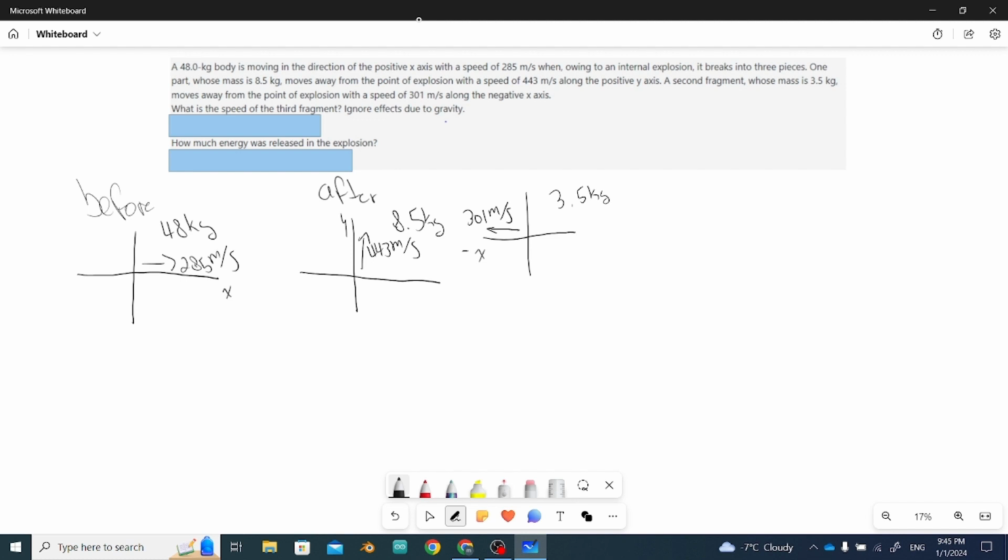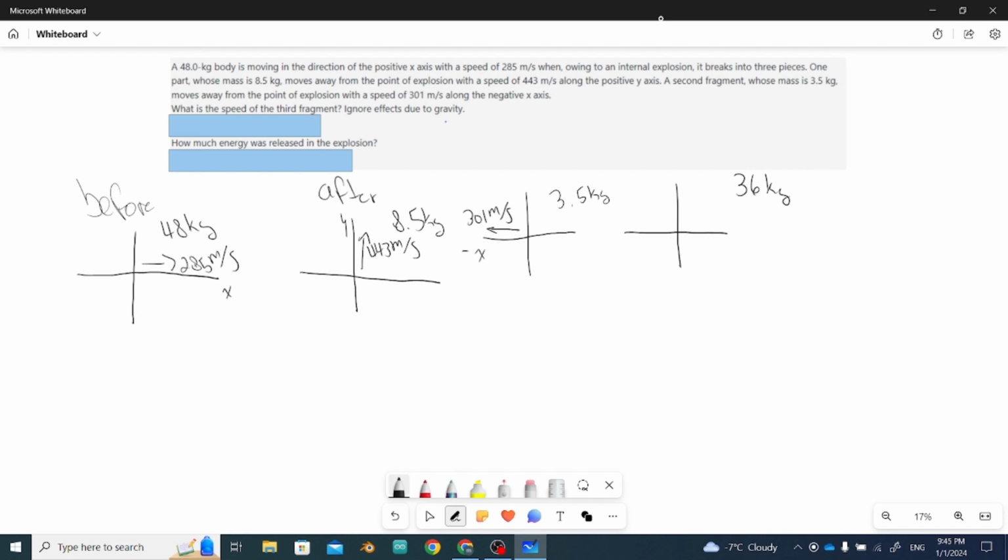What is the speed of the third fragment? And how much energy was released in the explosion? Okay, so this third fragment, we already know that, since at the beginning it was 48 kilos, and one of them was 8.5, the other was 3.5, if we subtract 8.5 and 3.5 from 48, that would give us the mass of the third fragment. So that would be 36 kilos, and we don't know its speed, so I'm just going to leave it blank.